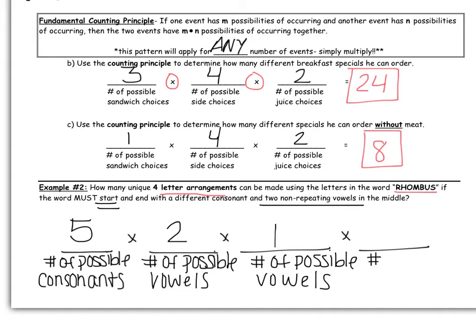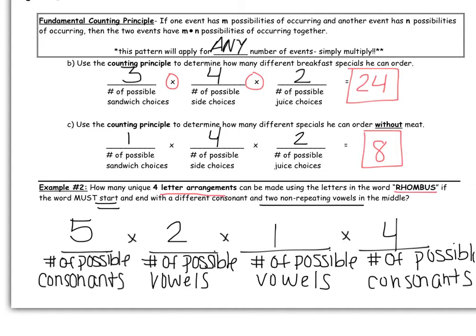So number of possible consonants. There are 5 to begin with, but isn't 1 already used here? So it must start and end with a different consonant. So 1 is already being used, so how many are going to be here? You should be telling me 4.